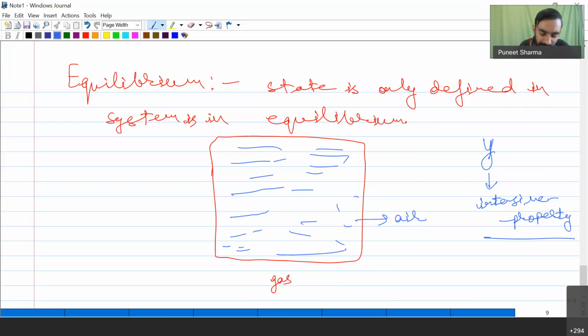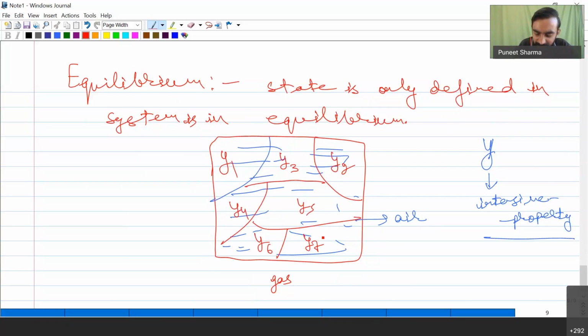Okay, so say at this particular location, in this particular zone, I have the value of this property as y1. In another area, I have the value y2. In another zone, I have y3. Somewhere I have y4, and in some zone it is y5. So like that, I actually have different values of y at various spatial locations within our system. Okay, so for this type of system, can I define the value of a single property?